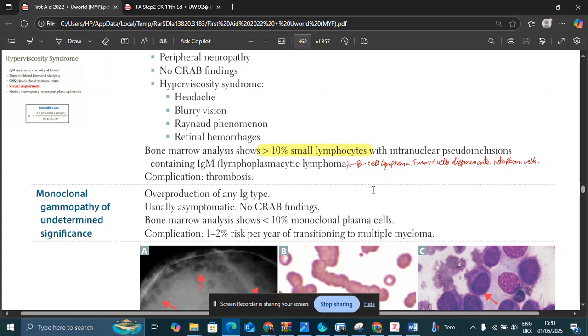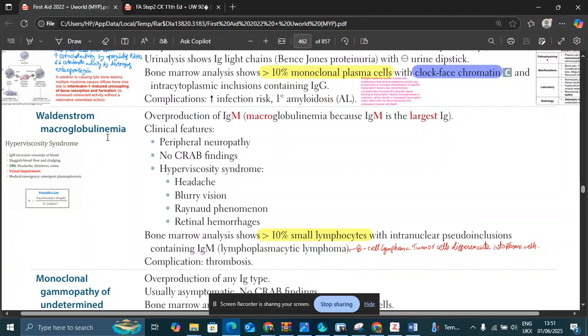Okay. Now, Waldenström macroglobulinemia, there is an overproduction of IgM immunoglobulin. Clinical features are no CRAP findings again, but we'll see hyperviscosity syndrome. So patient will present with a headache, blurry vision, Raynaud's phenomenon, retinal hemorrhages, all of these findings. These are the findings of hyperviscosity syndrome. And when we do the bone marrow biopsy, we'll see more than 10% small lymphocytes with intranuclear pseudo-inclusions. You don't need to know a lot about this, but again, complication is very important.